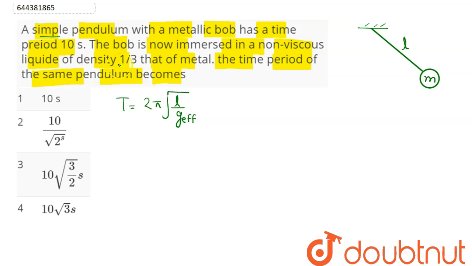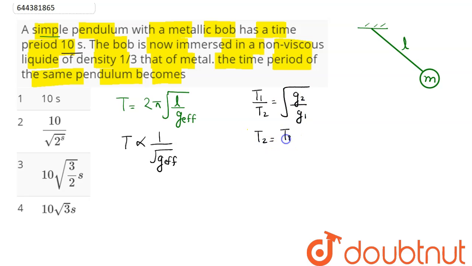Now in the first case, when this is in air, the time period is given to be 10 seconds. So time period is inversely proportional to the square root of G effective. Hence we have T1 by T2 as square root of G2 divided by G1. Hence T2 is T1 into square root of G1 divided by G2. The initial time period given in the question is 10 seconds, so T1 here is 10 seconds.